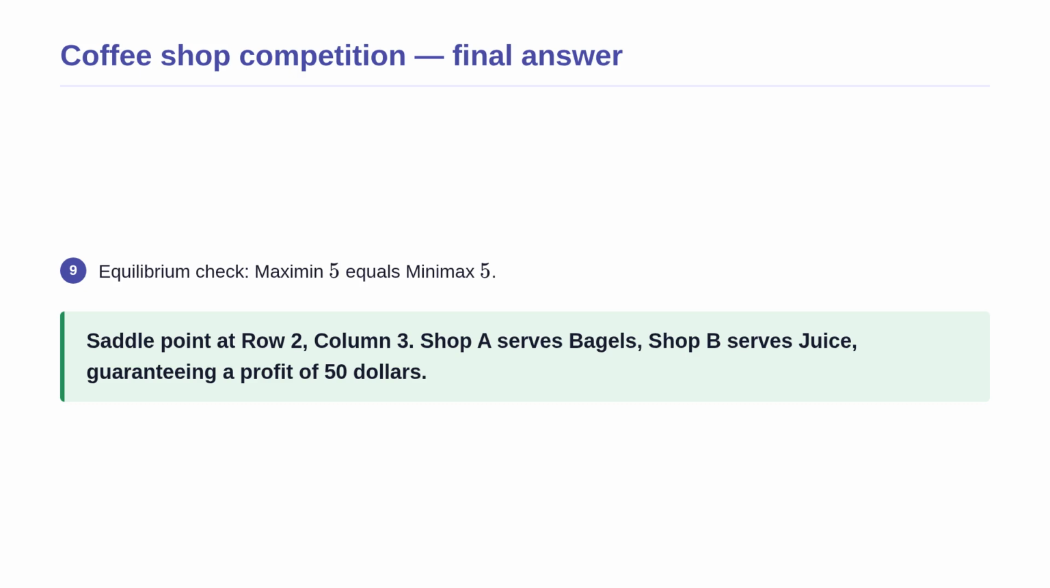Now we bring it all together for the coffee shops. We compare Shop A's maximum value of 5 and Shop B's minimax value of 5. Both values are exactly equal, which means a saddle point exists at row 2 and column 3. Shop A should always serve bagels and Shop B should always serve juice. This pure strategy equilibrium guarantees Shop A a profit of $50 since the matrix is in tens of dollars, and Shop B successfully prevents them from making any more than that.